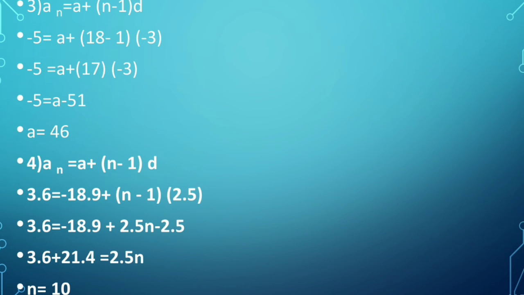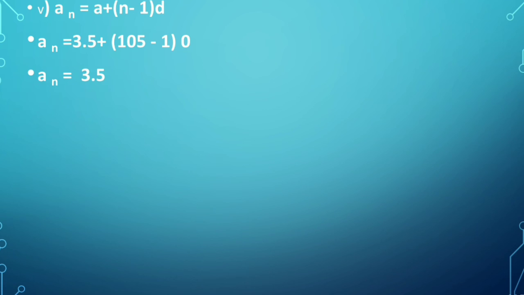Then the fourth one, an is equal to a plus n minus 1 into d. Here an is 3.6, a is minus 18.9, and d is 2.5. Substituting them, we get 3.6 is equal to minus 18.9 plus n minus 1 into 2.5, so 3.6 is equal to minus 18.9 plus 2.5n minus 2.5. On simplification, we get 3.6 plus 21.4 is equal to 2.5n. On the left side we get 25 is equal to 2.5n. Then n is equal to 25 by 2.5, so n is equal to 10.